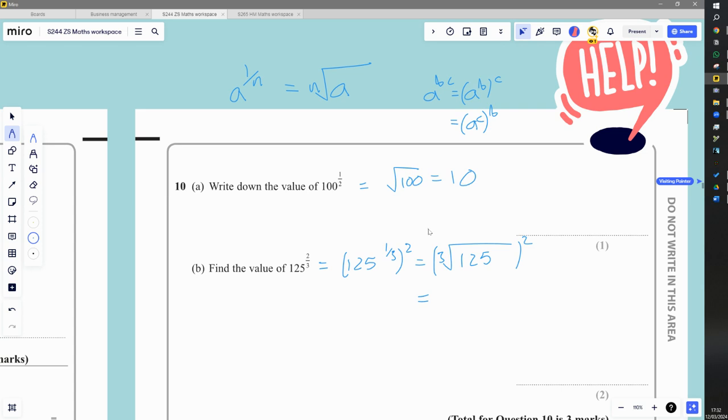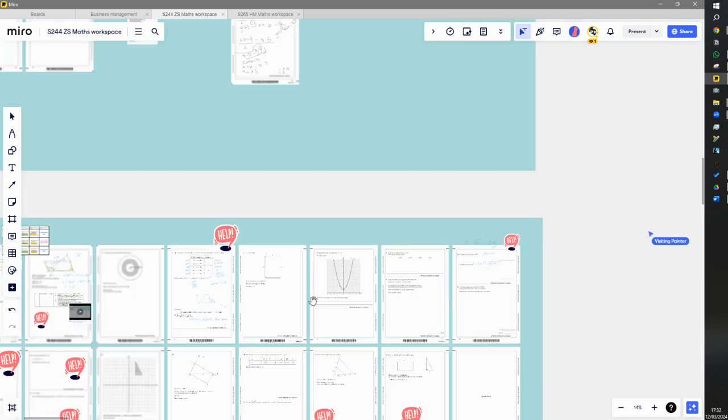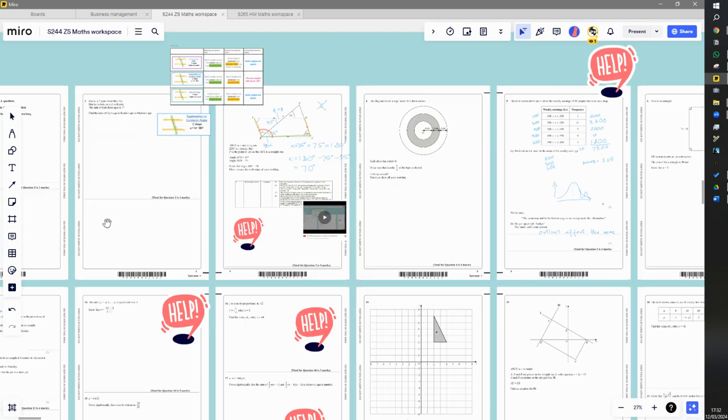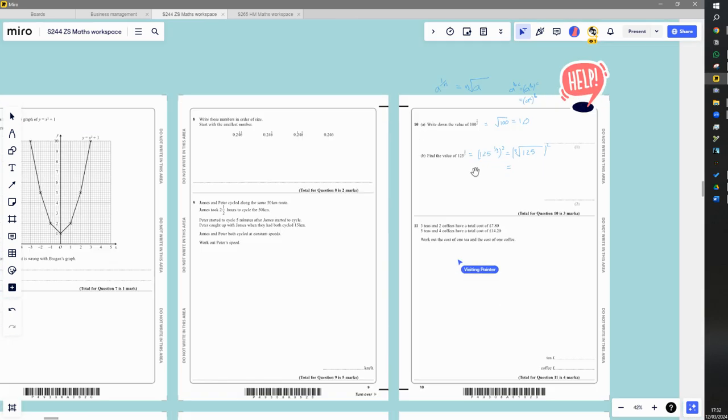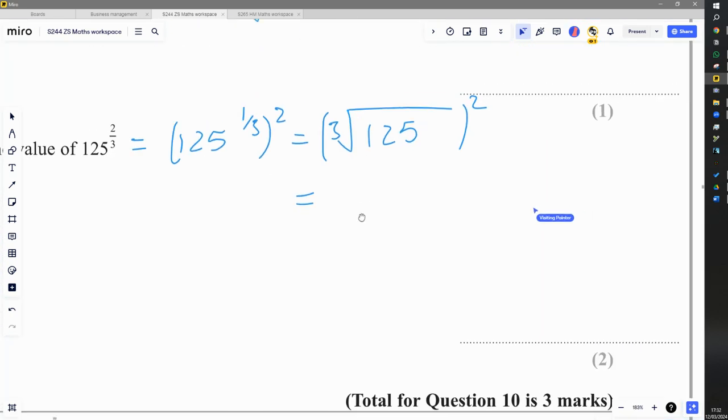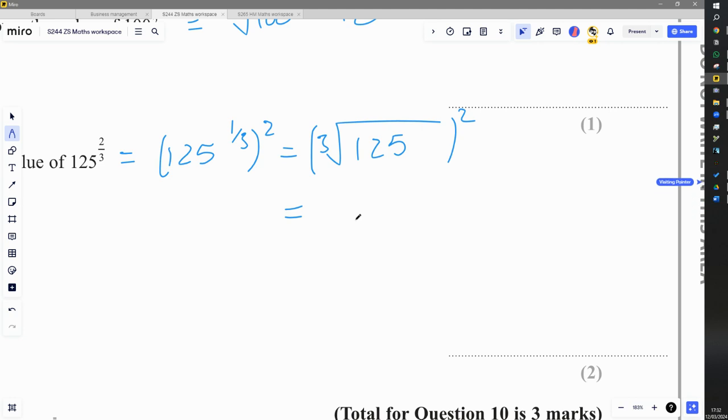So first of all, let's just check the front of the paper. It's a non-calculator paper. I had a feeling it might be. So 125 all squared, I believe, cube rooted. I believe that's going to be 5, because 5 squared is 25, and then times it by 5 again is 125. So the cube root of 125 is 5. We need to square it. So that gives us 25. Okay, so those are the answers to the questions.